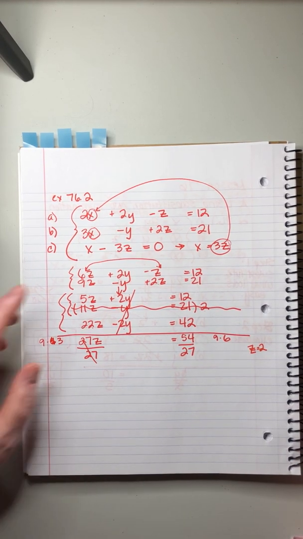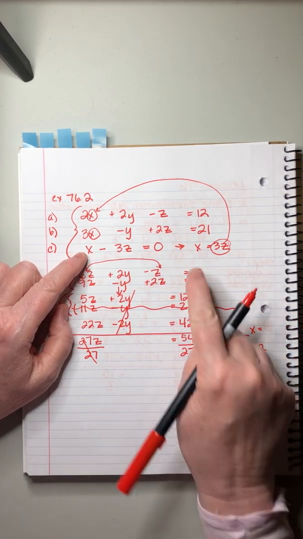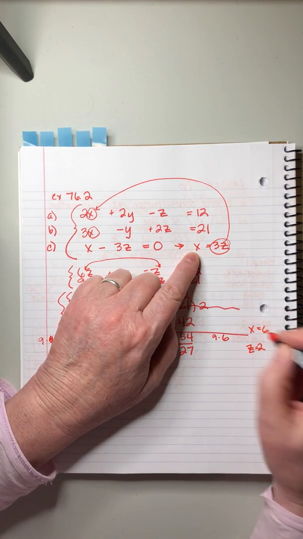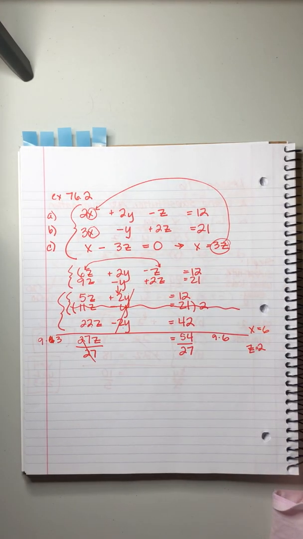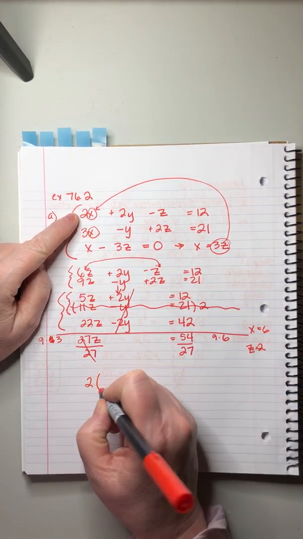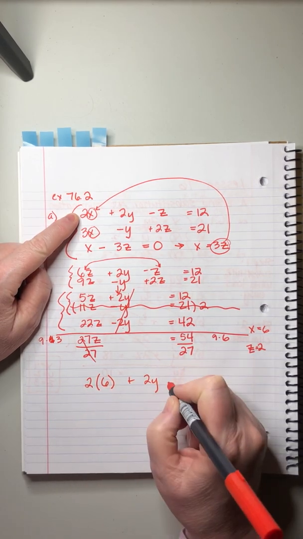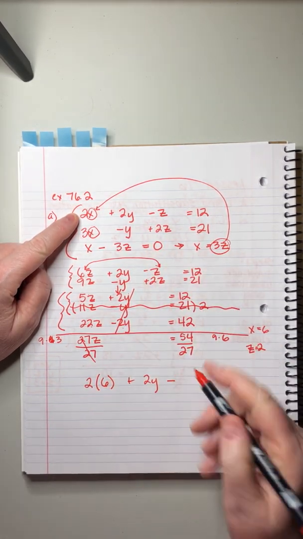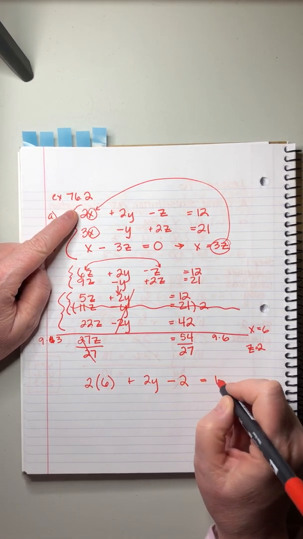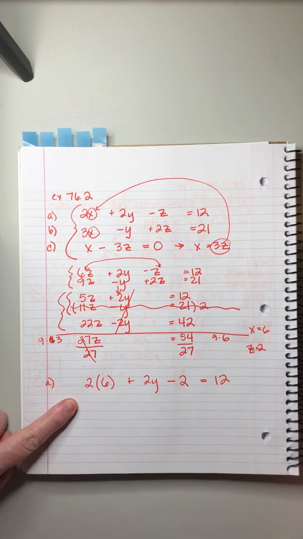Beautiful. Now I can go back in here and figure out my x, because I know that x equals 3z, so x must equal 6. And now I'm going to have to deal with one of these monsters. I'll take the first one: 2 times x, which is 6, plus 2y, minus z is 2, equals 12. So I'm using the original a. So this is 12.